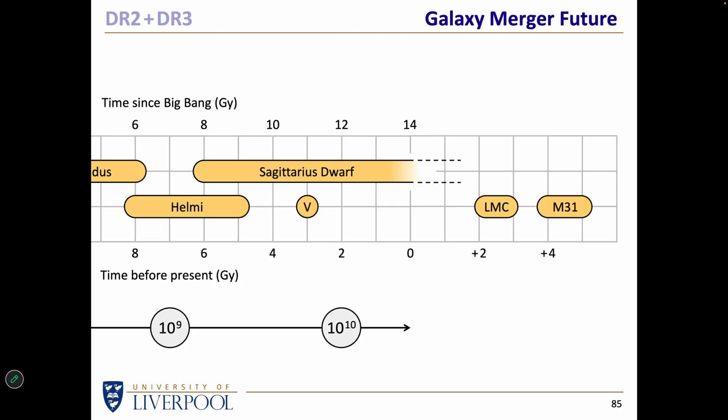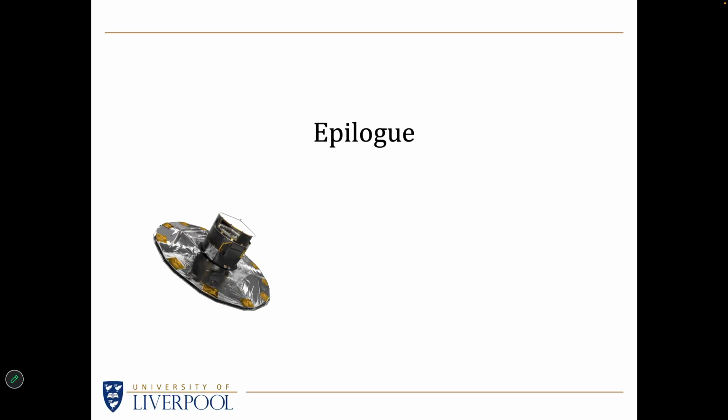Are we going to have a head-on collision with Andromeda? Is it going to be a glancing blow? We know it's coming towards us. We're not quite sure what that interaction is going to be, but we know it's going to happen in a few billion years. So let me wrap up because I've already taken my time.